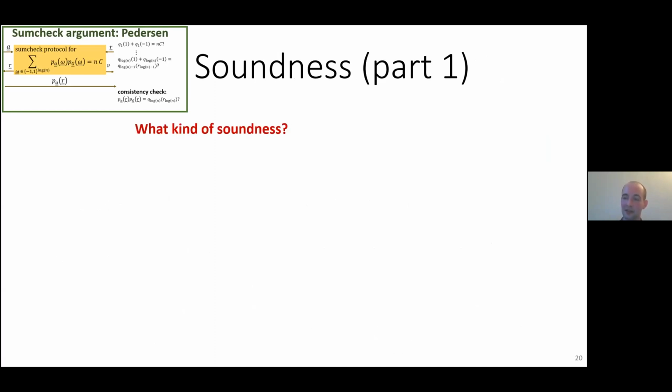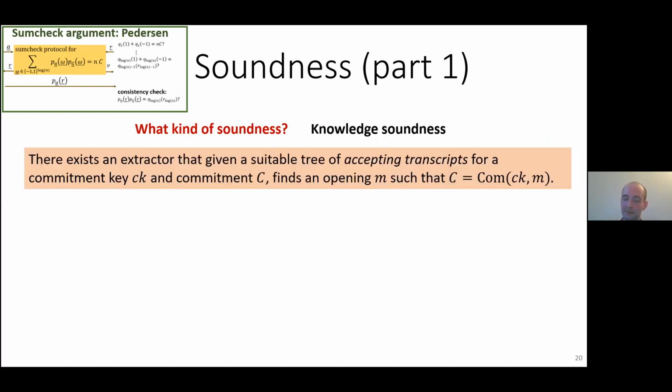So the kind of soundness guarantee that we want to prove for our protocol is knowledge soundness. For knowledge soundness, we're going to have some kind of efficient extractor algorithm that takes as input a tree of accepting transcripts for the protocol, a commitment key and a commitment, and finds a good opening message M, which opens the commitment C.